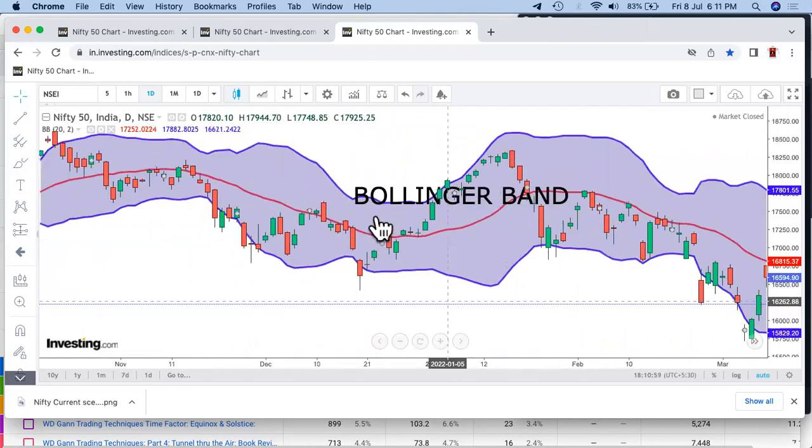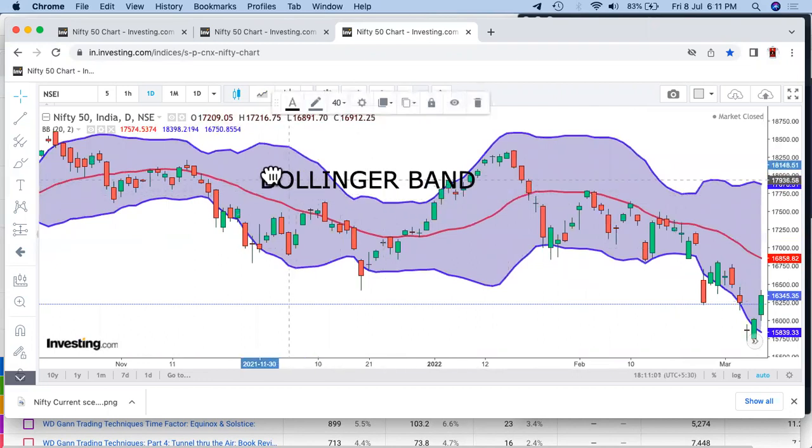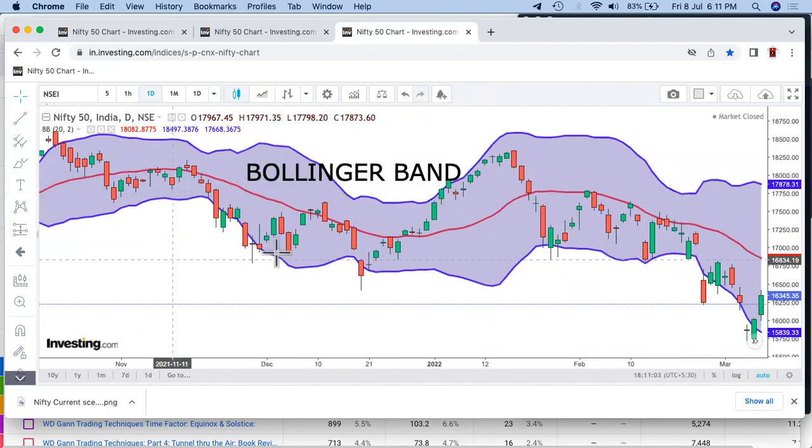So take it over here. Now, what do you see in a Bollinger Band? You first of all see this red line. This red line is nothing but just a simple moving average. That's it. Very simple as that.